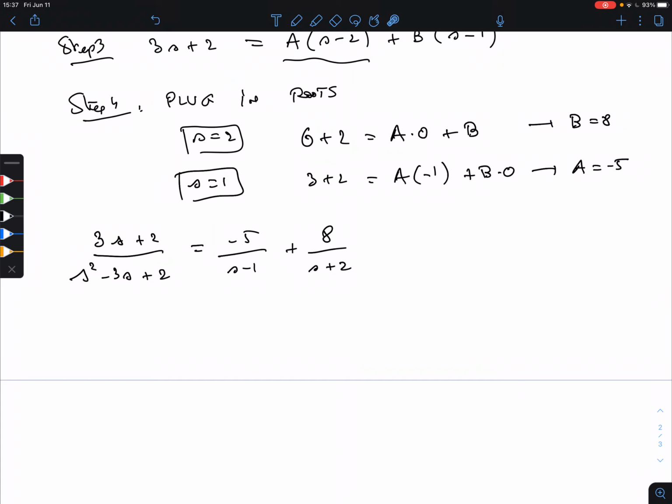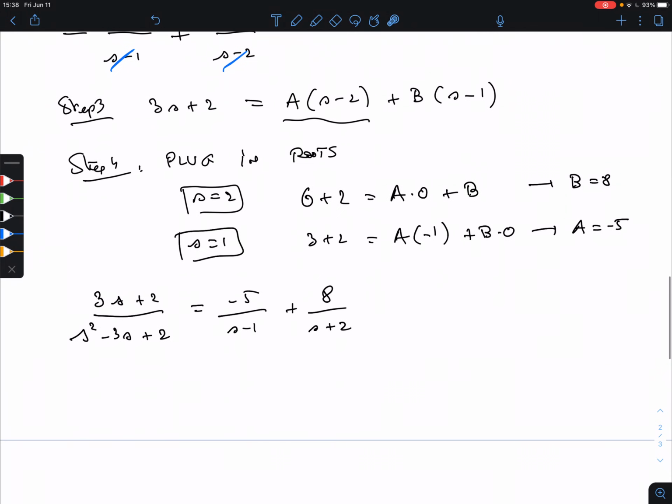S plus 2, where did my s plus 2 come from? S minus 2, of course. Yeah, both were, did I? No, okay, I just copied that wrong.